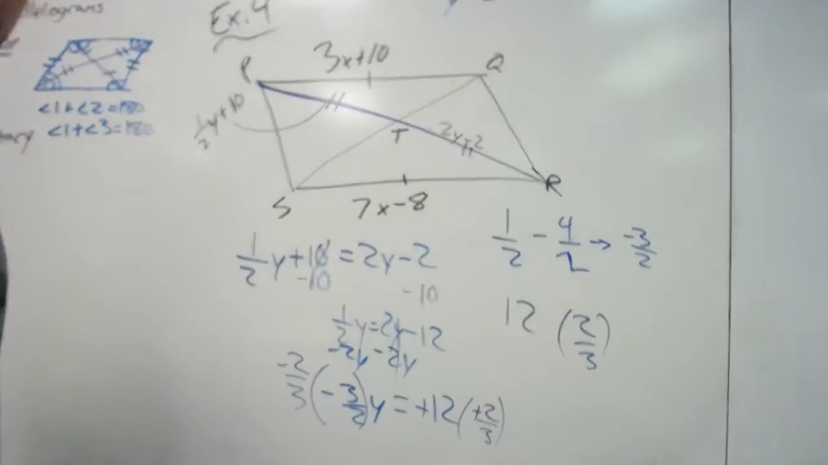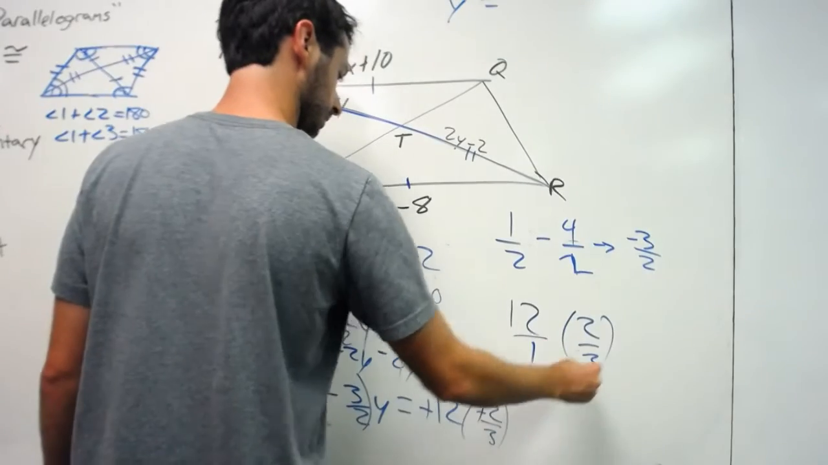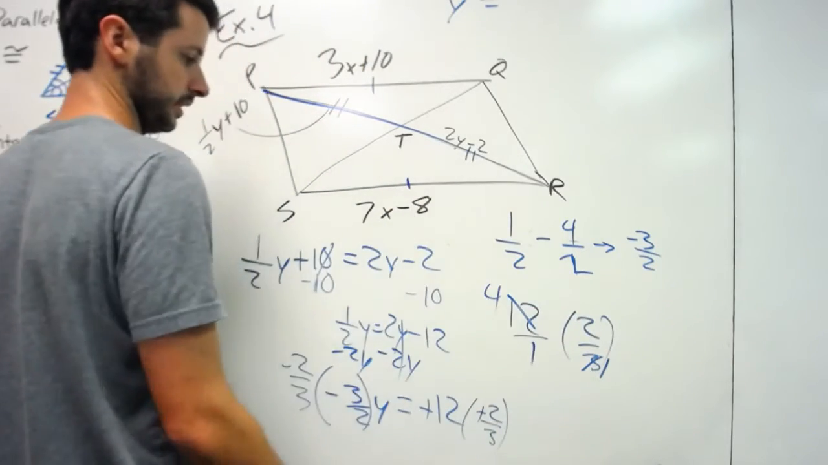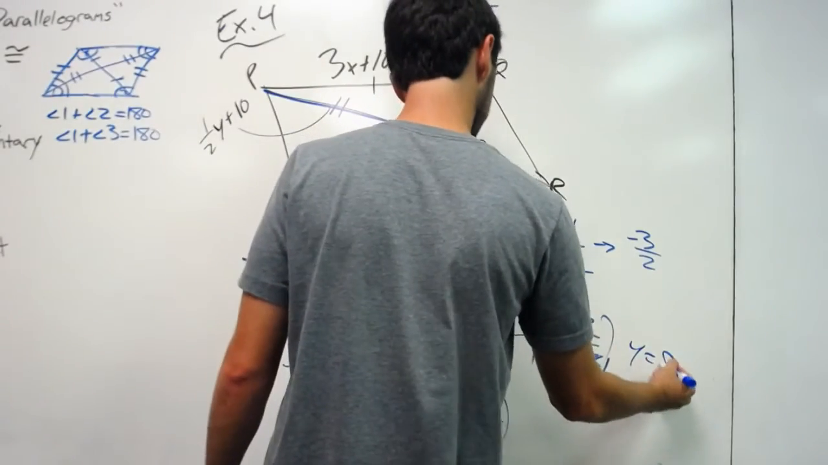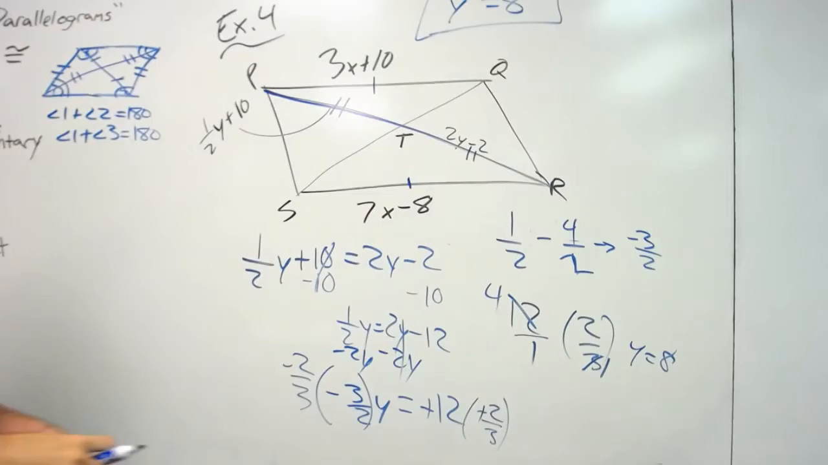Move this down so you can see it. 12 times 2 over 3. The 3 goes into 12 4 times, and you do 4 times 2. Therefore, y equals 8. And those would be your 2 answers. And that is how you use properties of a parallelogram.